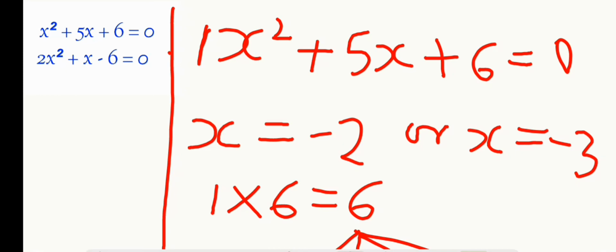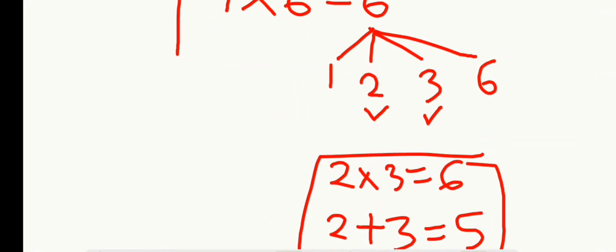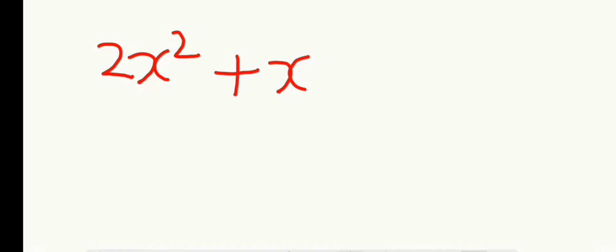So let's solve for the other one: 2x squared plus x minus 6 is equal to 0. In less than a few seconds, let's see how to get the answer.